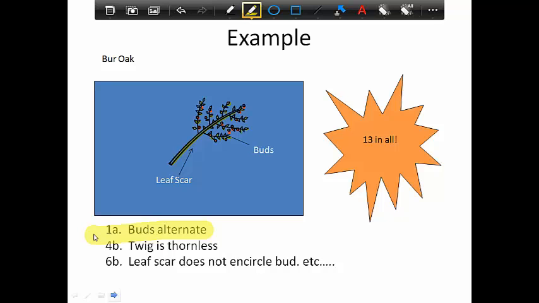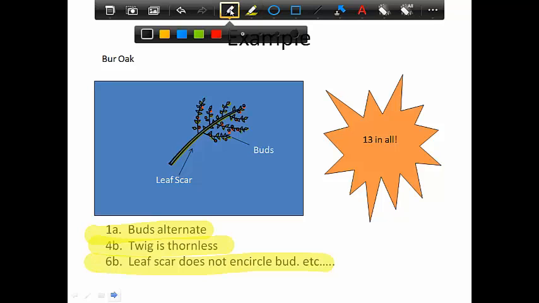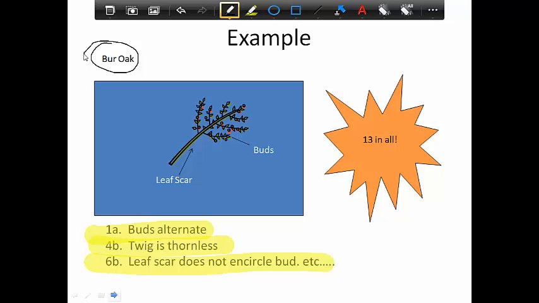Question 4 says, is the twig thornless or does it have thorns? Well, in this case, our twig is thornless, so we're choosing option 4B. From there, it'll tell us to go to number 6. It says, does the leaf scar encircle the bud or not? In this case, we take option 6B, which says the leaf scar does not encircle the bud. You keep going through your dichotomous key until you get to an actual name of your tree species. And that name, again, goes up here at the top with your letter.